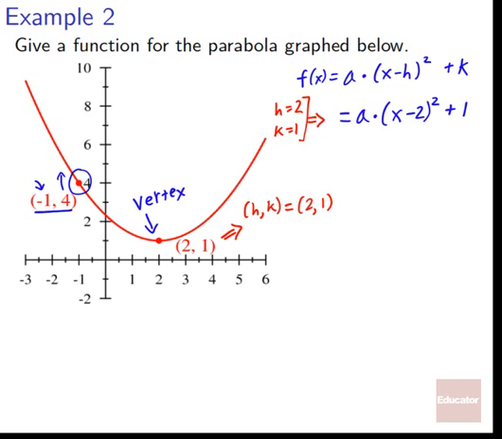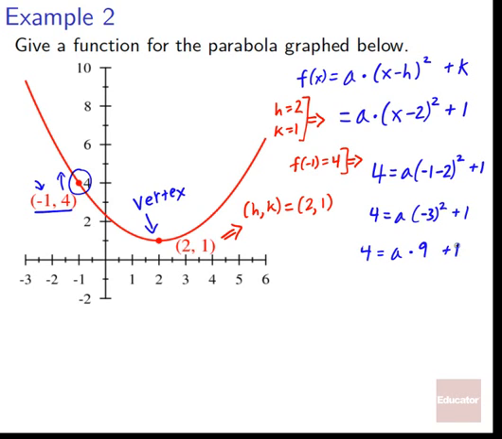So now, if f of negative 1 equals 4, then we can say that 4 equals a times negative 1 minus 2 squared plus 1. 4 equals a times negative 3 squared plus 1. 4 equals a times 9 plus 1. We subtract the 1 from both sides. We get 3 equals a times 9. We divide out the 9 and we get 1 over 3, 3 ninths becomes 1 third, equals a.